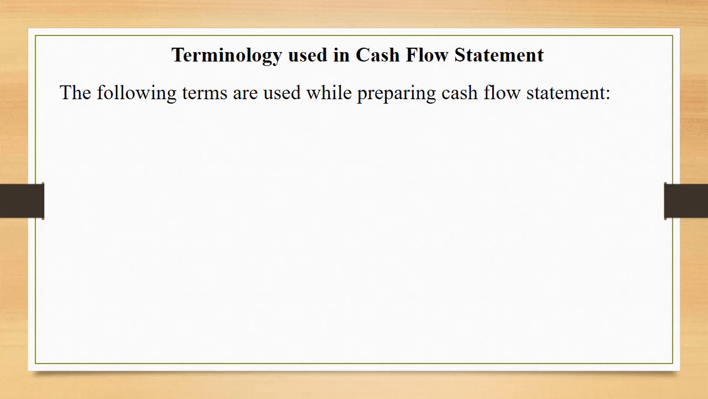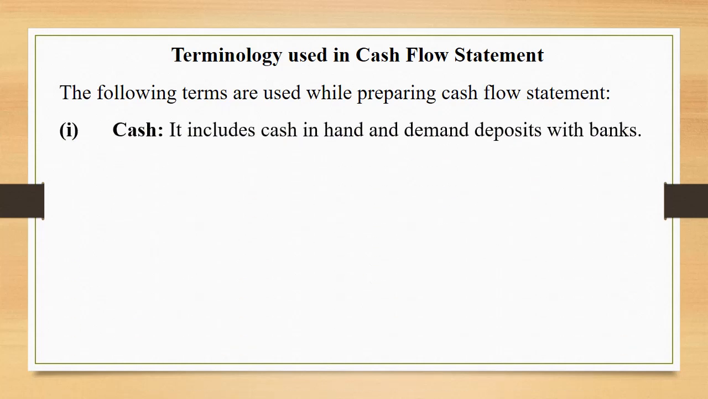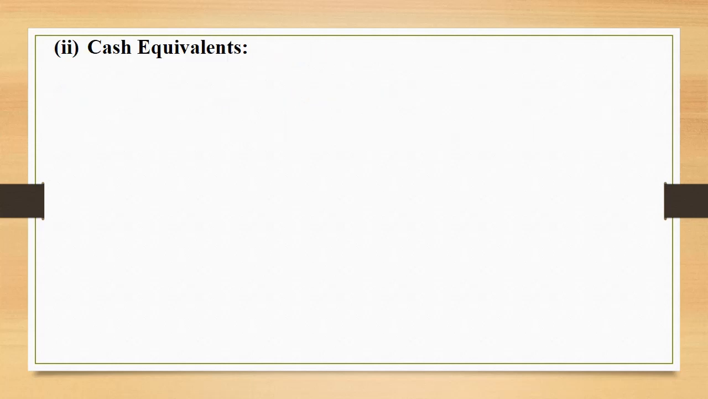Let us know something about the various terms that we use in cash flow statement. First is cash. What is included in cash? It includes cash in hand and demand deposits with banks. Next, cash equivalents. This is really a very important term. Normally in cash flow, we use it as one term, cash and cash equivalents. But we have seen what is included in cash, and now let us see what is there in cash equivalents.